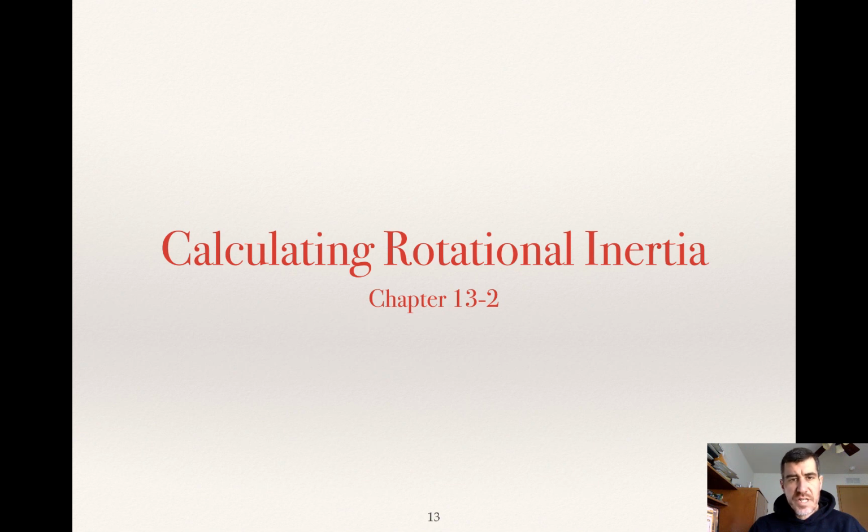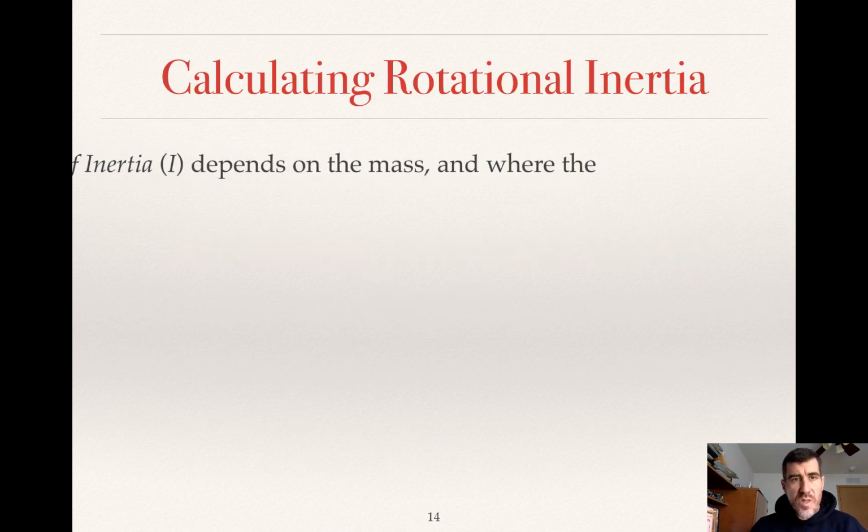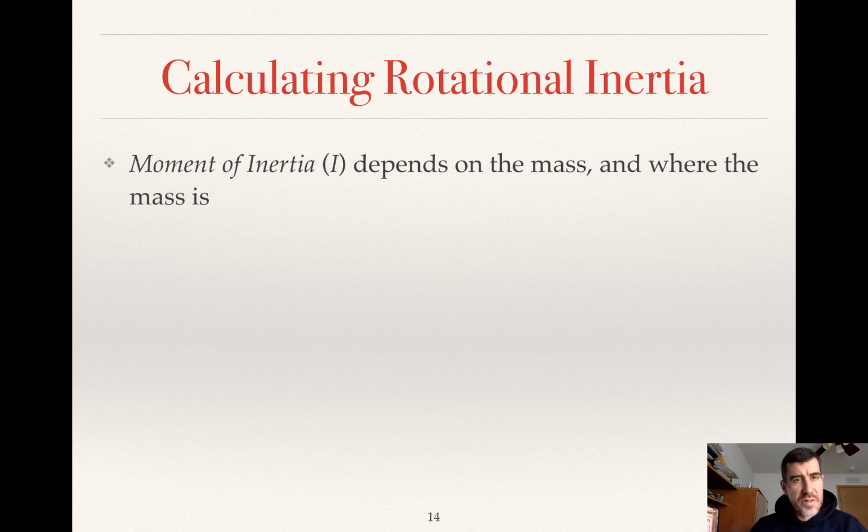The first video from chapter 13 is about calculating rotational inertia, or moment of inertia, which is chapter 13-2 in the textbook. Back in chapter 12, at the very end, we defined moment of inertia. Moment of inertia was the measure of rotational inertia, how difficult it is to change an object's rotation. And we found it depends on the mass and exactly where the mass is relative to the axis of rotation.